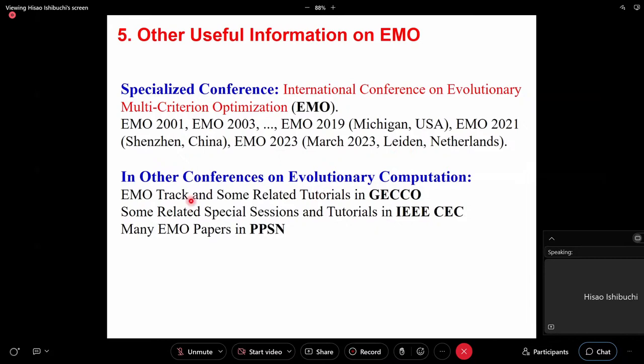And in other conferences on evolutionary computation, for example, in the GECCO conference, we have an MO track and some related tutorials. And another large conference in evolutionary computation is IEEE CEC. In IEEE CEC, we usually have some special sessions and tutorials. Also, PPSN, the European conference on evolutionary computation. We have many MO papers.